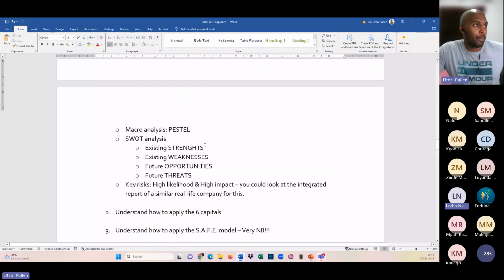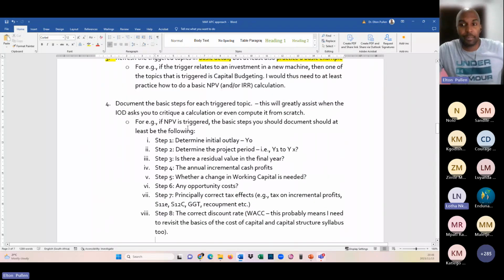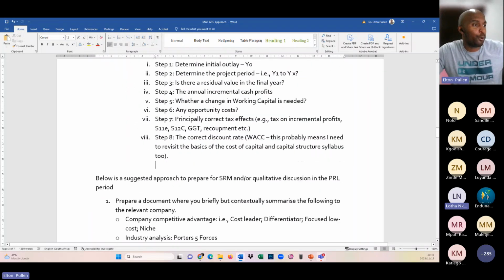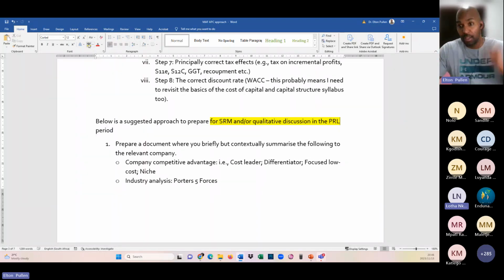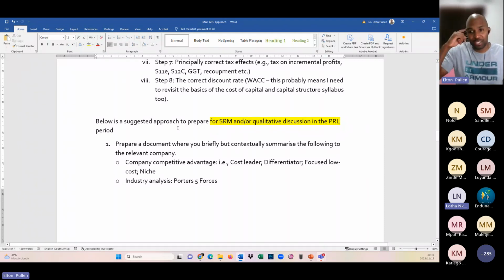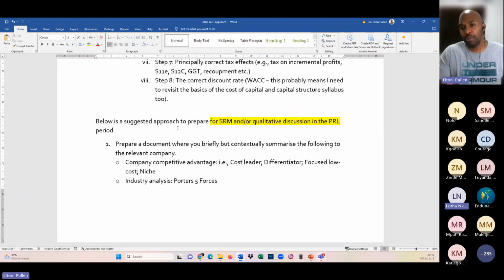Then how do we prepare? So that's preparing for costing and finance that may be coming. How do we prepare for strategy and qualitative discussion? Because that's the other thing. When I was a student, I hated discussion because I feel like I don't know what to say. The feedback is often that it's not contextual, not relevant, and all of those things. And it has to be contextual, right? But often, even though you tell me that, I still struggled.